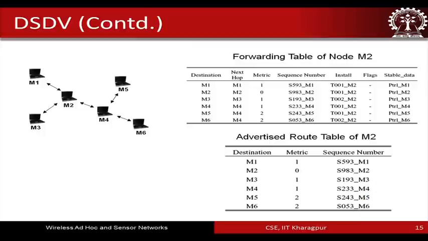Now let us look at this particular figure. We have a scenario of six nodes, M1 through M6. Let us consider that we initially have a topology like the one shown in this figure, and let us focus on the forwarding table of node M2. As we can see over here, node M2 has direct neighbors M1, M3 and M4.